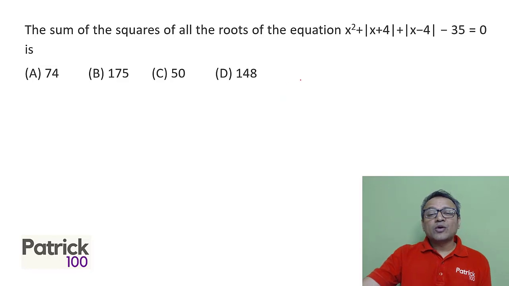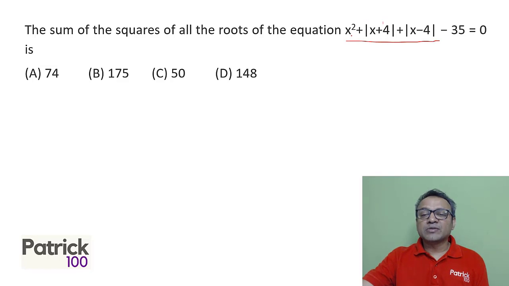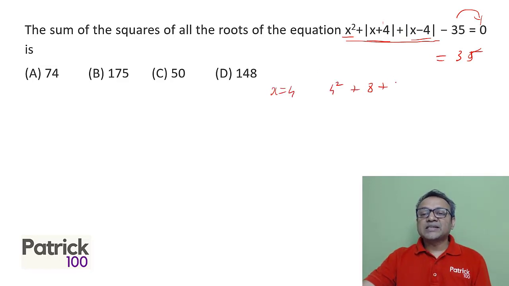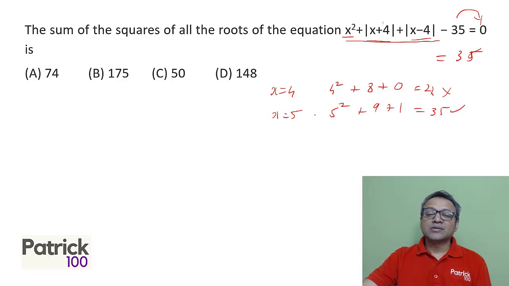Sum of the squares of all the roots of the equation. If you look at this, the expression keeps increasing as and when you increase the value of x, because all terms are positive. x squared is positive, x plus 4 is positive, x minus 4 is positive. And this should be equal to 35. So let's put values. Let's say I put x equal to 4. What do you get? 4 squared plus 8 plus 0, which will give you 24. No, doesn't satisfy. Put x equal to 5 and check. 5 squared plus 9 plus 1 gives you 35, satisfies.